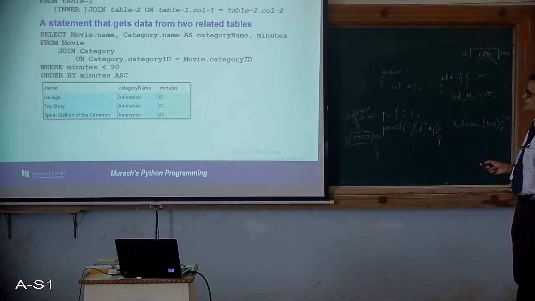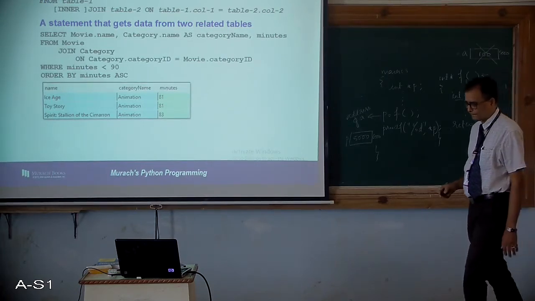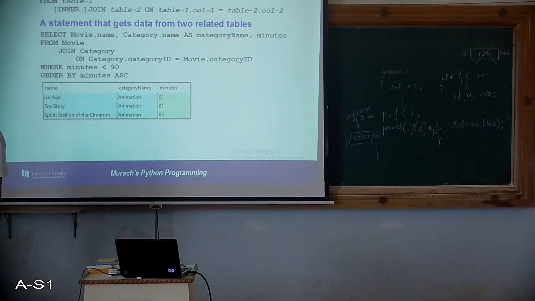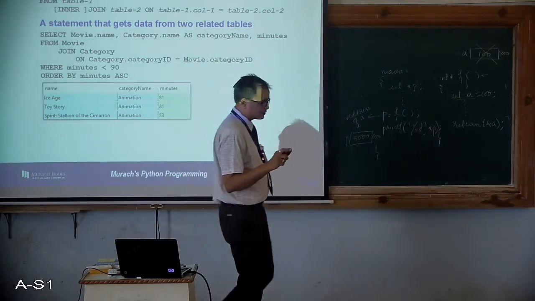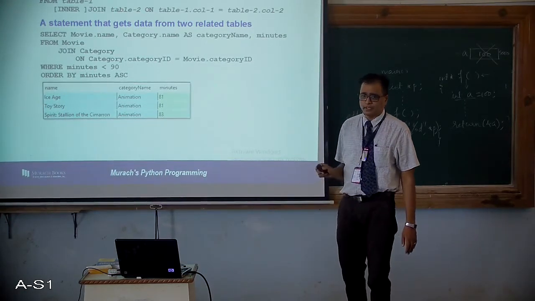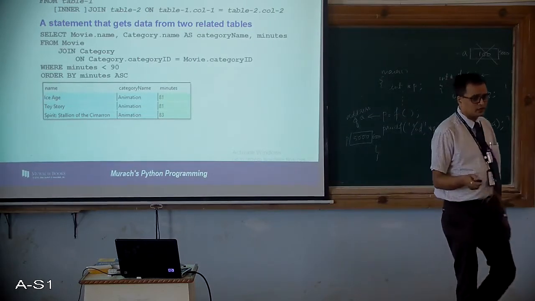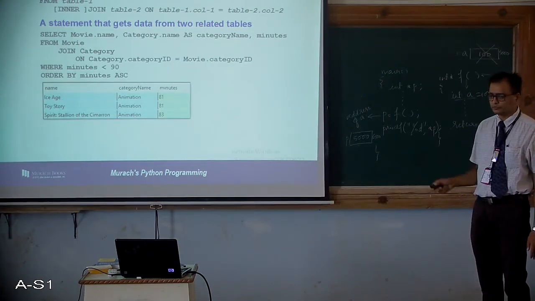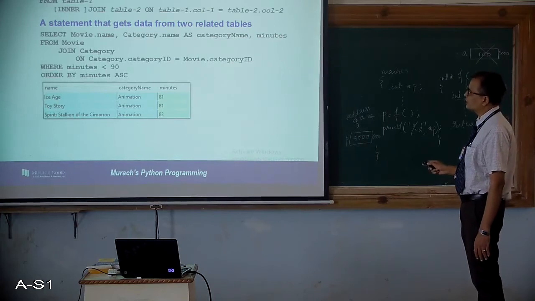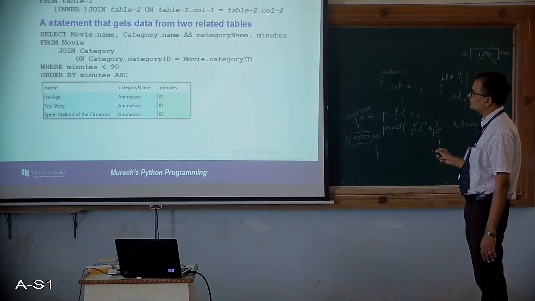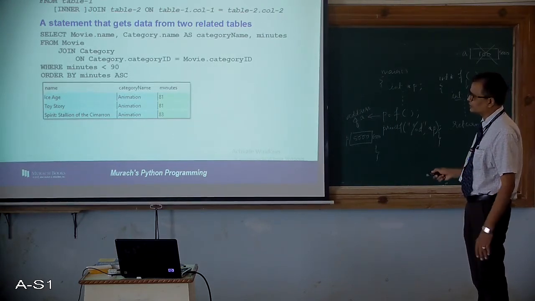Select column 1 as alias. What is an alias? Suppose there is a category ID in the movie table to be displayed as movie category, then you can specify it as a name that you want to display. This is the actual name, and this is the name that will be displayed in the output. So we have select column 1 as alias from table inner, then you can specify multiple tables for joining.